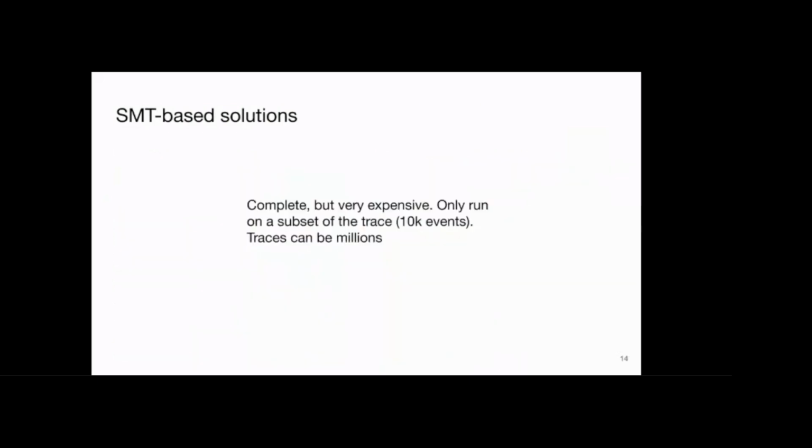One thing I also want to mention is that these are complete, meaning that they're typically guaranteed to catch all races, but they're very expensive. When you have a trace that can be millions of events long, it's not feasible to run a solver on the entire trace all at once. So typically, these algorithms will run on just a subset of the trace. Most common is around 10,000 events, and what this means is it'll catch races within 10,000 events, but if there's any race condition that's more than 10,000 events apart, meaning there's more than 10,000 events in between the conflicting accesses, you won't be able to find it with one of these SMT solvers.